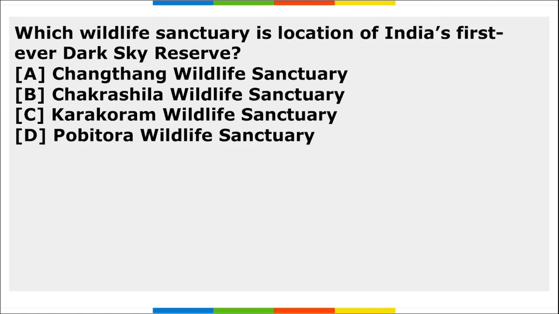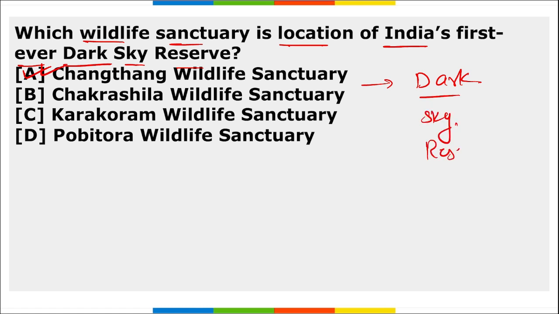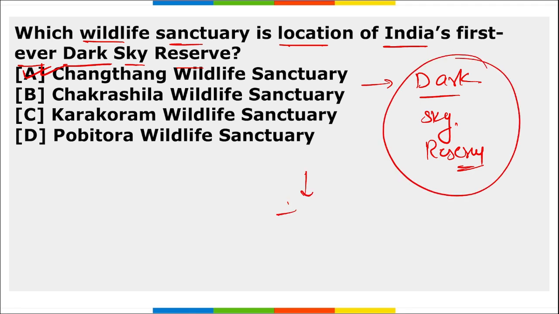Moving on. Next, which wildlife sanctuary is the location of India's first ever dark sky reserve? It is your Changthang Wildlife Sanctuary. This Changthang Wildlife Sanctuary is going to become a dark sky reserve. When this is termed a dark sky reserve, tourism will start flourishing here. That means the tourism sector will flourish.